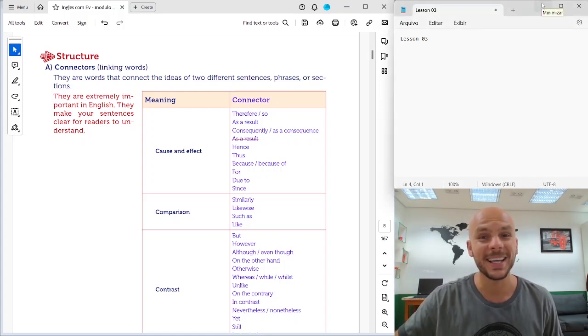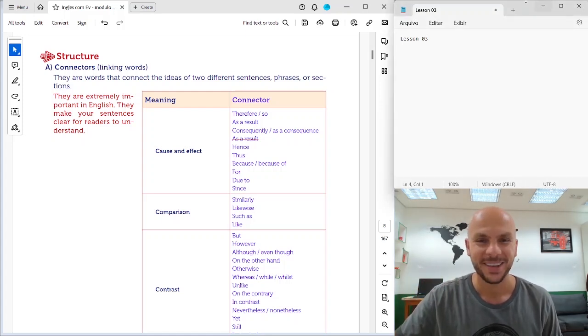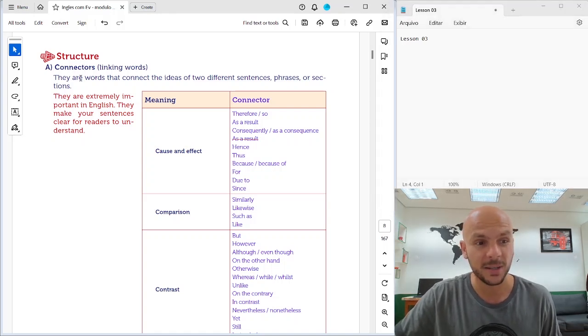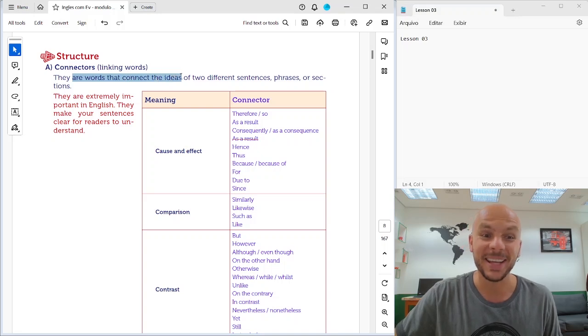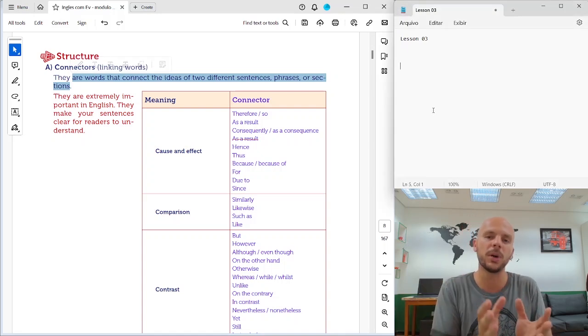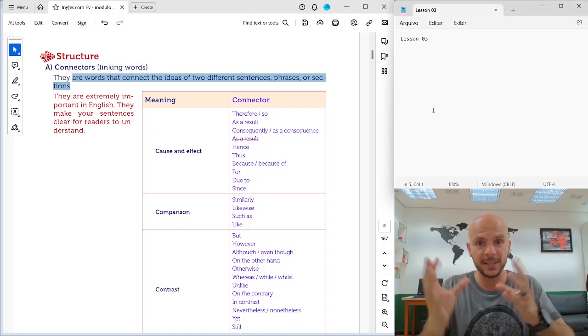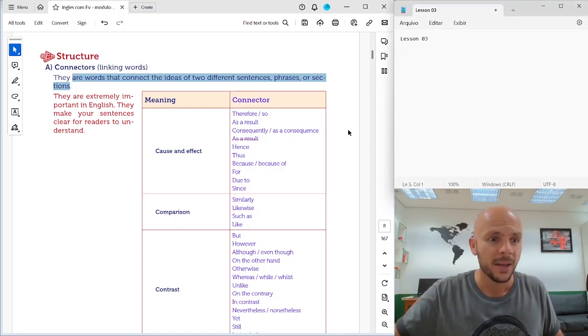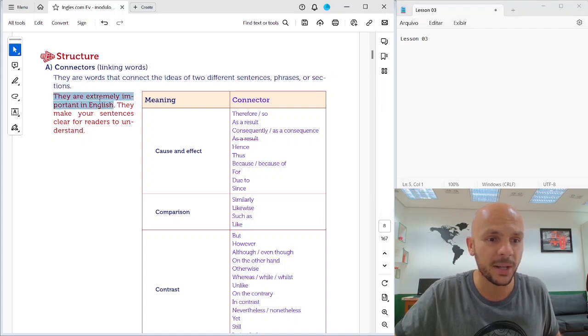Unit 1, Lesson 3, Connectors. They are extremely important in English. Connectors are words that connect the ideas of two different sentences, phrases, or sections. So it's one word that will connect two phrases together.